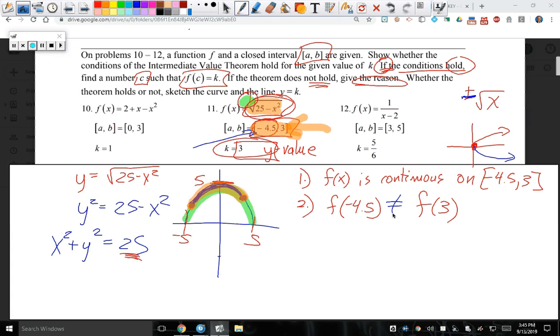f of x is continuous because I know that the parent function almost has a square root piece to it. And because of this x squared, it's like a quadratic piece. But here's the thing. We know that it was a circle.